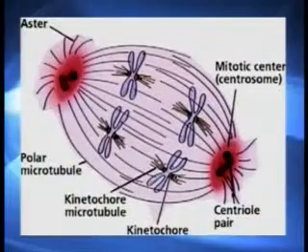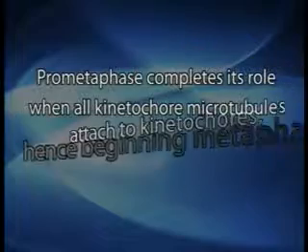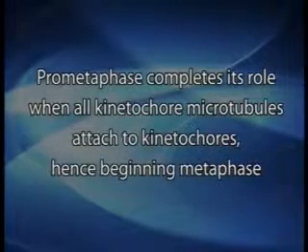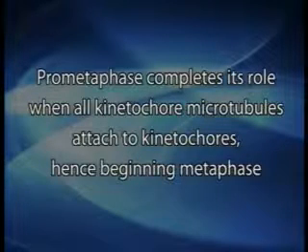Each end of the spindle is attached to one of the two faces of the centromere, the kinetochore, on each chromosome. About 15 to 35 microtubules are attached to each kinetochore. The role of prometaphase is completed when all of the kinetochore microtubules have attached to their kinetochores, upon which metaphase begins.